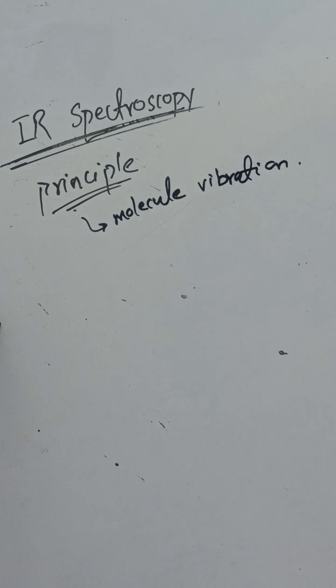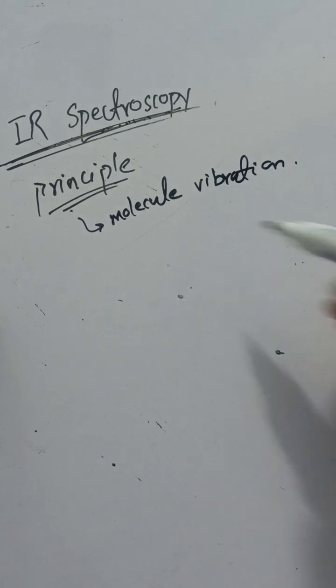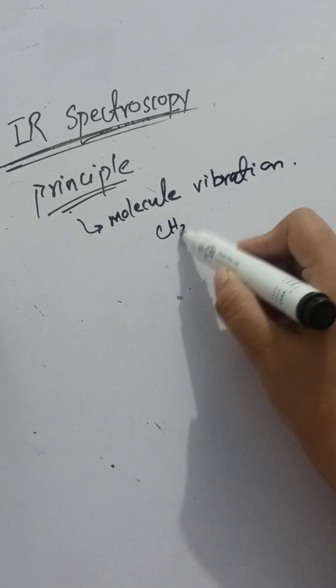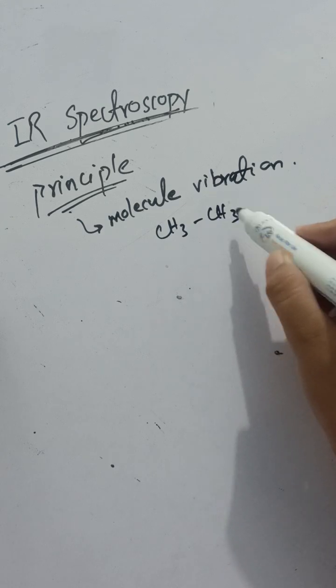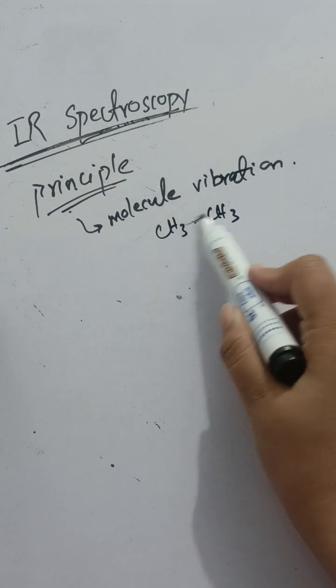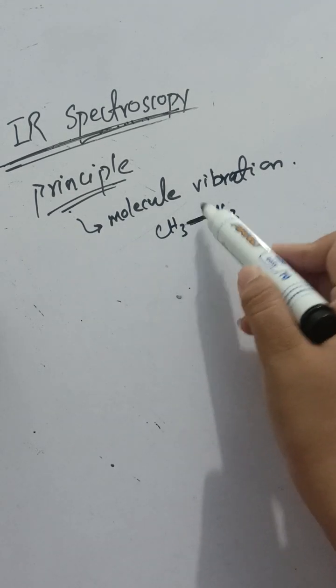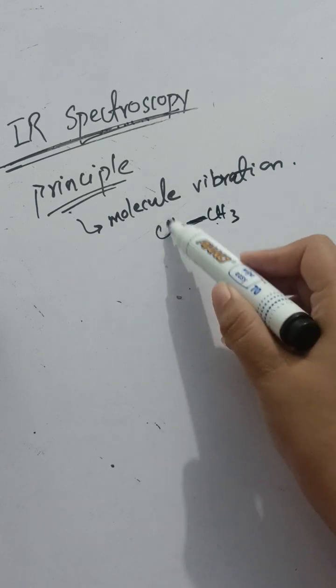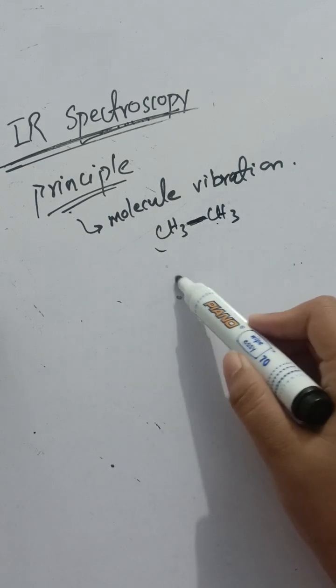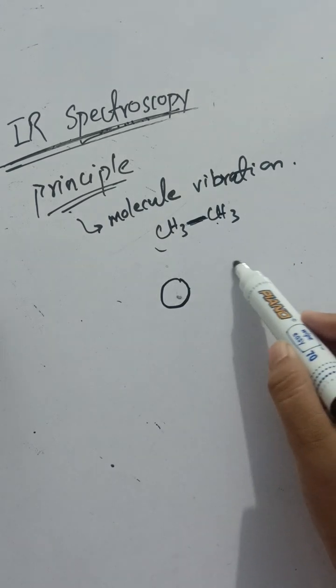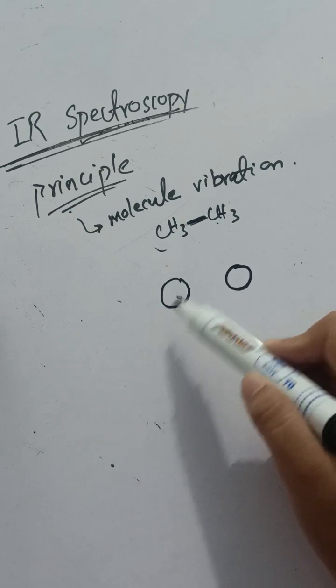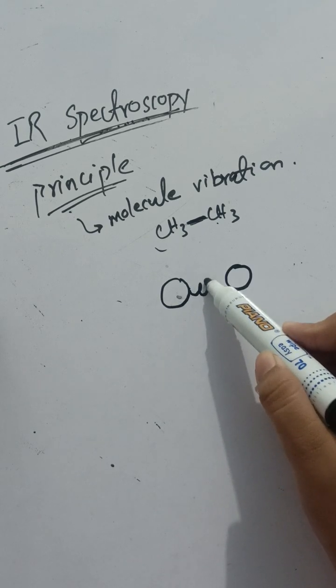Let's consider any molecule, like an alkane molecule, CH3, CH3. These two groups are connected via a bond. Now, how do molecules vibrate? Let's consider CH3 as a ball. This is a ball, and the other CH3 is also a ball, and both are connected by a spring.